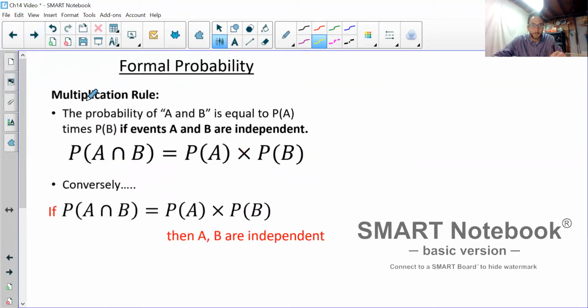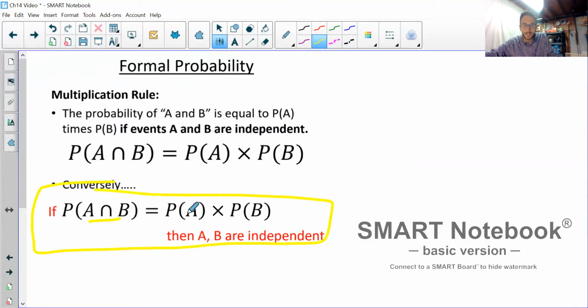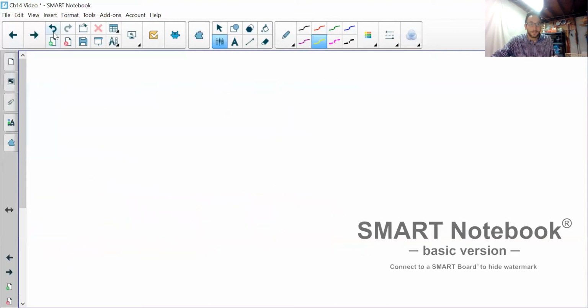So, a recap. Probability of A and B is the same thing I just wrote, but not in my sloppy handwriting. Probability of A and B is equal to probability of A times probability of B if the events are independent. There's that formula, and this is what I just wrote in the box. If P of A and B actually equals P of A times P of B, then we have independent events. That's literally the same thing.